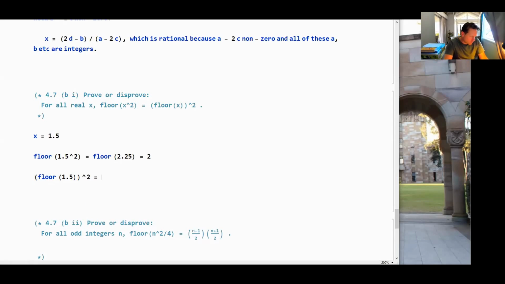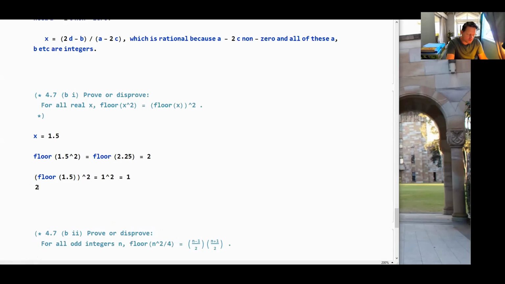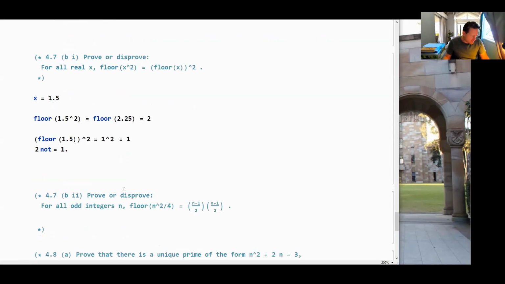Okay, so floor of 1.5 is just 1, so we've got 1 squared. And 1 squared is 1, and so 2 is not equal to 1, right? And so here we have a counterexample. Righto, let's have a look at the next one.